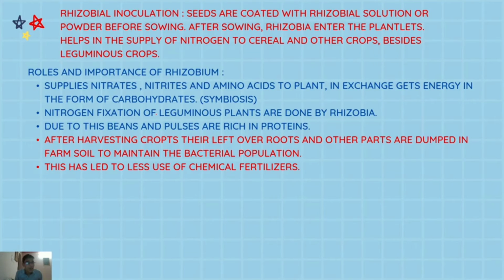Rhizobium is performing some work, and to perform that work, rhizobium requires some energy. As rhizobium is a living organism, definitely it will require some energy to perform that work. To supply the nitrates, nitrites and amino acids to the plant, rhizobium needs some energy, and rhizobium gets this energy from the carbohydrates of the plant. Whatever carbohydrates are present in the root nodules, rhizobium extracts those carbohydrates to gain the energy to perform this work.